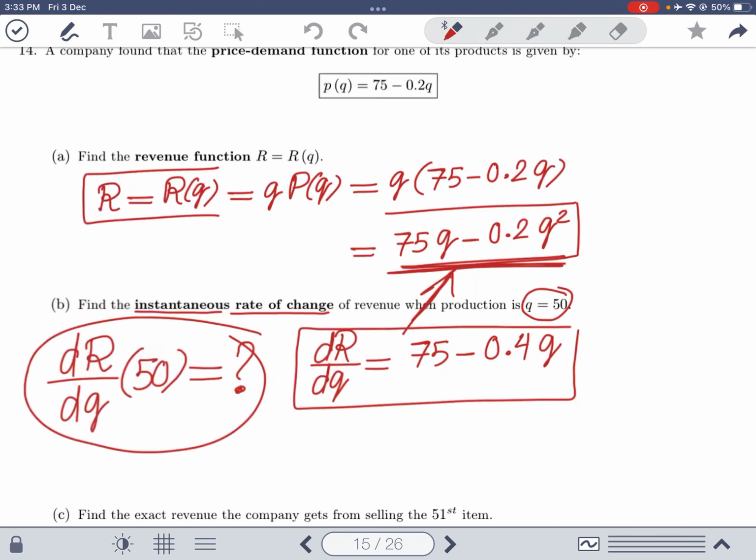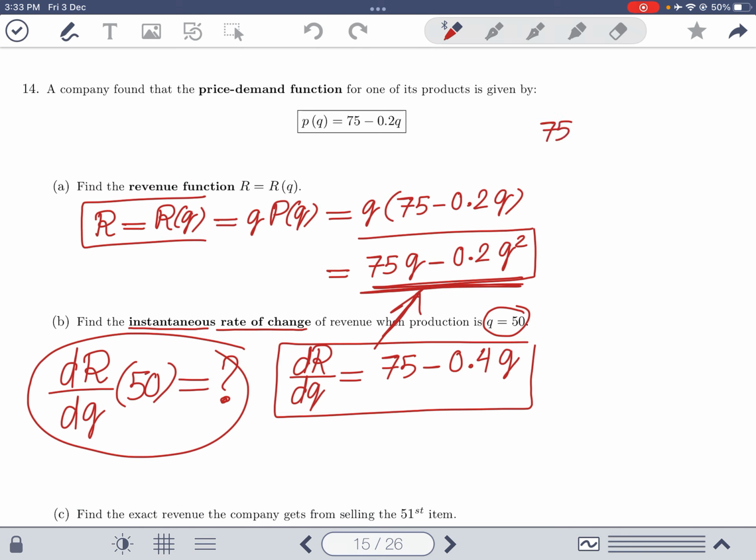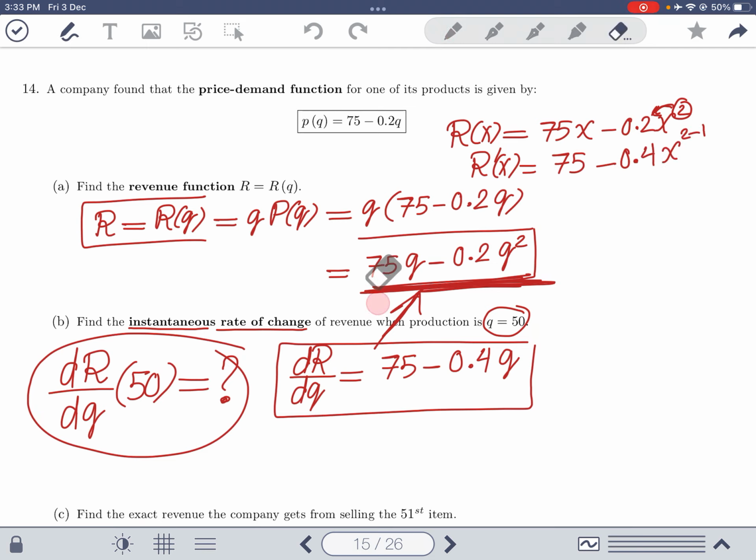That is the derivative. Just like, you know, if you had 75x minus 0.2x squared, that was your revenue. Then the derivative, remember, it will be 75 minus, now the 2 comes down and it hits the 0.2. I copied the formula wrong by mistake, it was 0.2 here. So minus 2 times 0.2, which is 0.4x to the 2 minus 1, and 2 minus 1 is 1. The derivative of x squared is 2x.